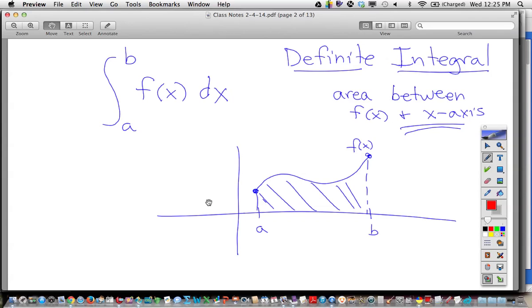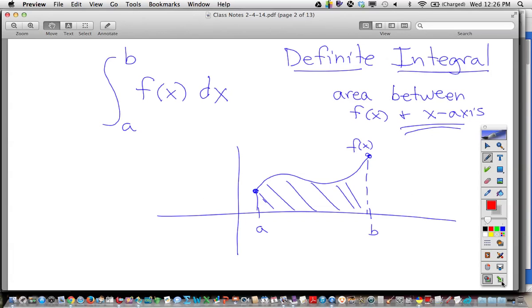All right. So we read this as the integral of f of x from a to b, or the integral from a to b of f of x. The dx we don't usually read, but we could say with respect to x if you want to. And what it means is this area between the function and the x-axis. It's always between the function and the x-axis, even though we say the area under the curve a lot. What we mean is the area between the curve and the x-axis, okay? So that was the main thing.